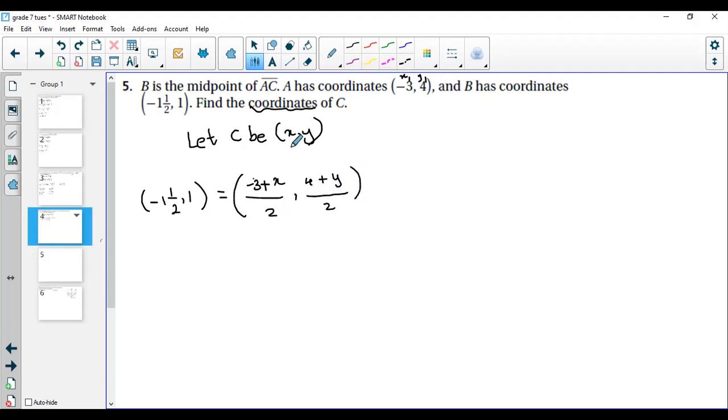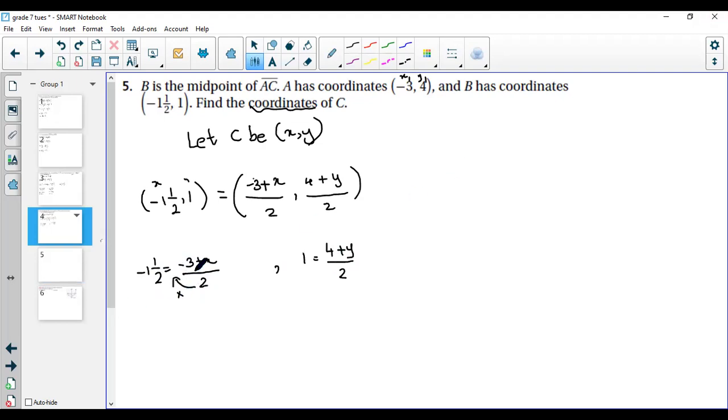What's the next thing we have to do? We have to give the value for each of the equations. So this is always x and this is always y. So I bring the x's together. So that means negative 1.5 equals negative 3 plus x divided by 2. Similarly, on the other side, for finding the value of y, I can say 1 equals 4 plus y divided by 2.